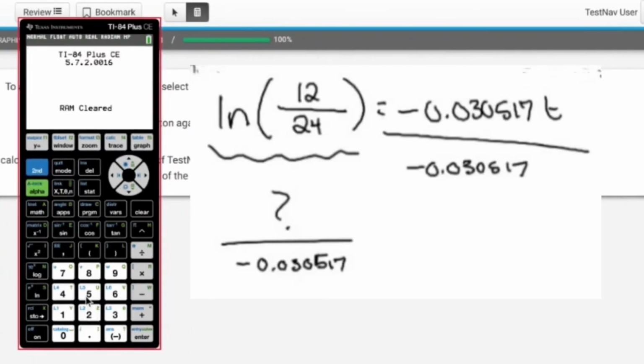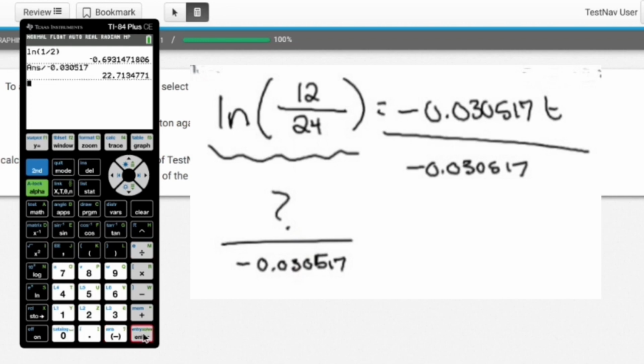All right, so this time I'm going to take ln of 0.5, or a half, however you want to write it out. Hit enter on that, and it's going to give me that number, negative 0.something. Who cares? What I'm going to do is divide that number by negative 0.030517, hit enter, and I get something to the tune of 22.713, blah, blah, blah. So let's go back and write down our final answer. We can be done with this terrible problem.